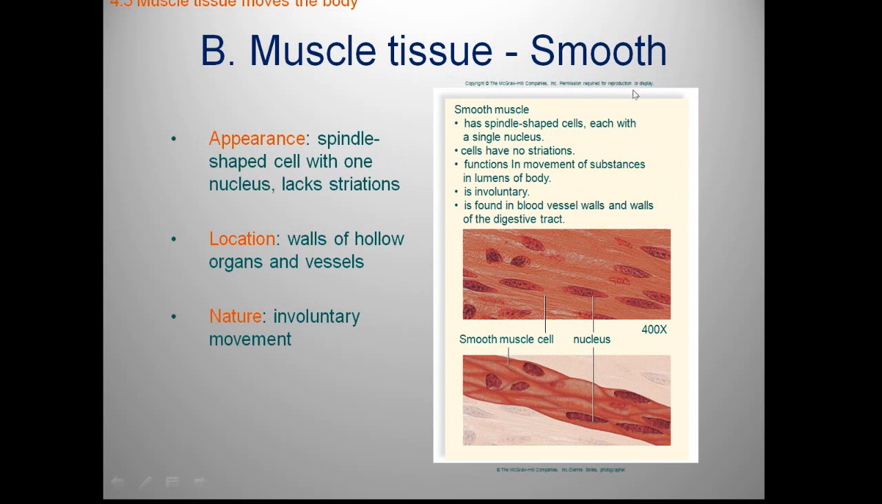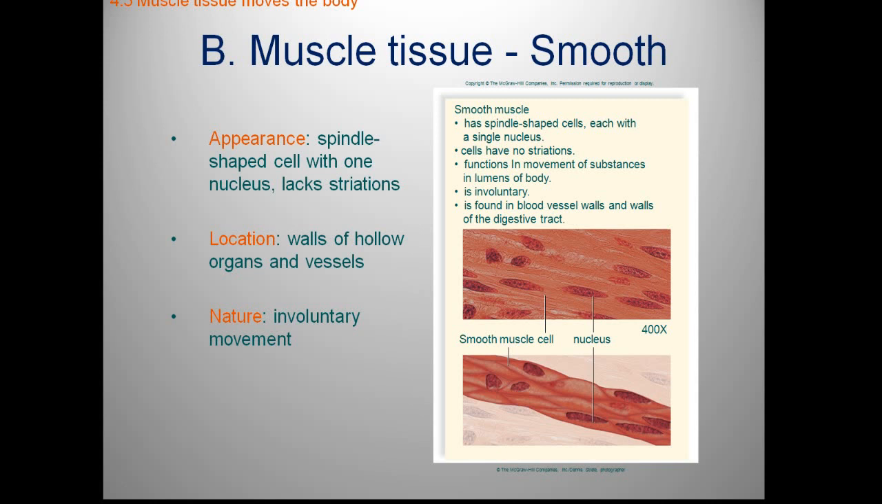Smooth muscle is the next kind of muscle. The cells are called spindle shaped, which kind of means they're pointy on each end like this. If you look here, they have one nucleus. They're not striated, so they don't have those lines. Where we find smooth muscle is in, they say, the walls of the hollow organs and vessels. What does that mean? We find them in places like our digestive tract. Your stomach and your intestines have smooth muscle in them.